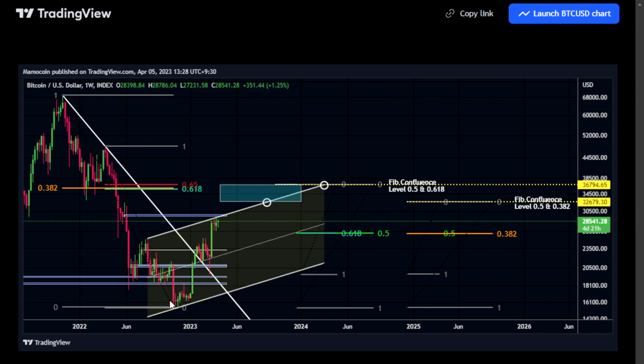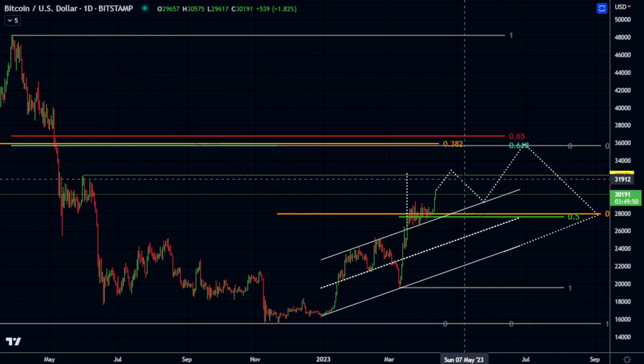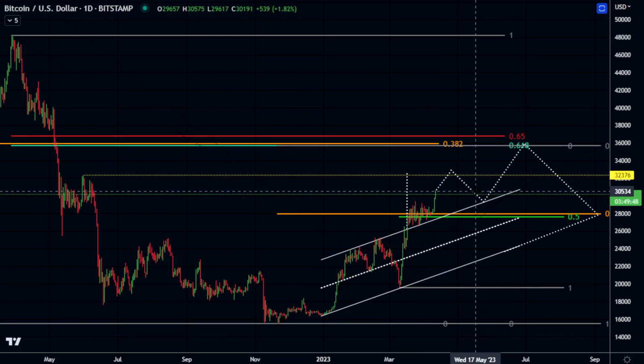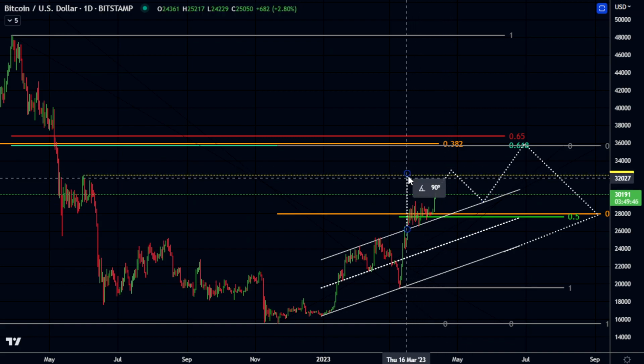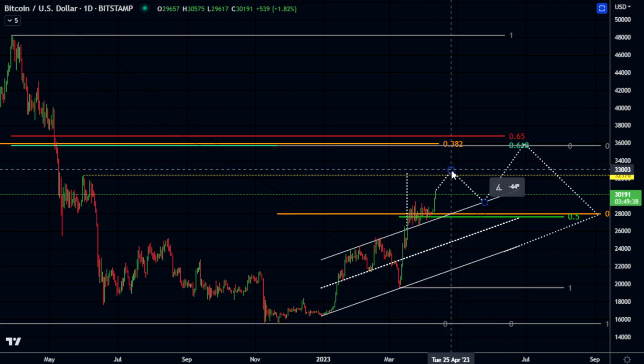We can also draw a channel this way, and we see that midline does act as support, but it also can be a channel within a channel. But the measured move is quite close to this target, so I think we come maybe up to 32.3 to 32.7 level, and then we see a pullback before having that next move to 36.8k. So we could possibly see something like this play out where we do reach that measured move target, and then we do see a pullback.